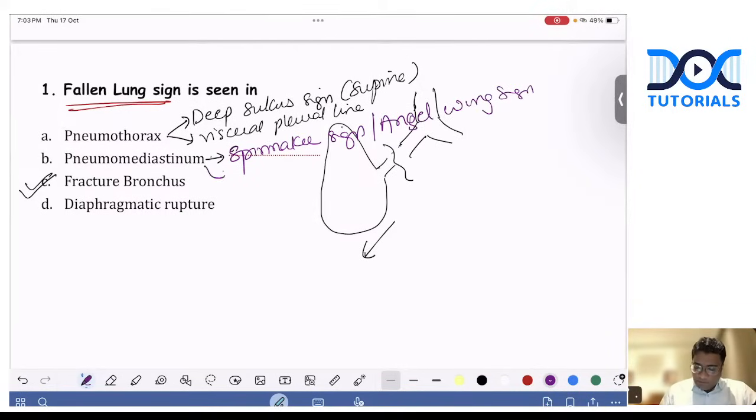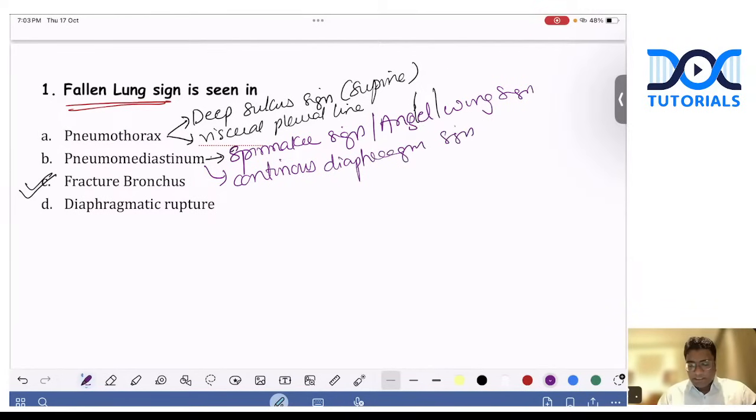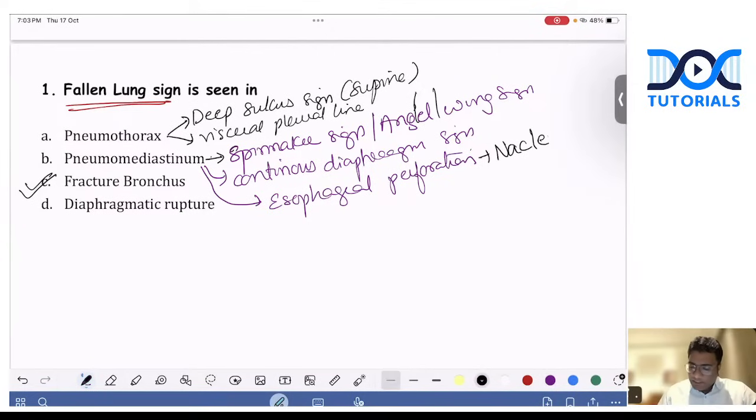And another thing that you see in pneumomediastinum is you will see air under the heart. So you will see the diaphragm as a continuous line. So you see a continuous diaphragm sign. So Spinnaker sign or angel wing sign and continuous diaphragm sign. And one more sign in pneumomediastinum due to esophageal perforation. Esophageal perforation. When you have a Boerhaave syndrome, you will see a Naclerio V sign. I hope you remember the air coming on the lateral aspect of the descending aorta and the medial hemidiaphragm. There is a Naclerio V sign.